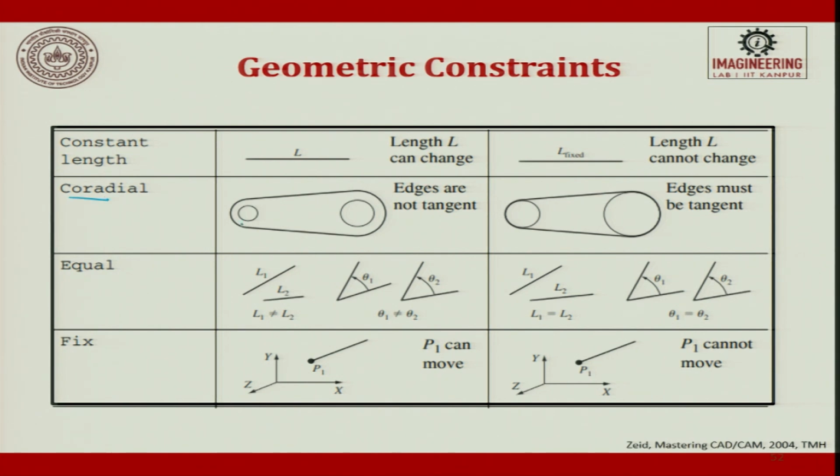Co-radial can be there. Edges are not tangent here, but edges are tangent here when you say co-radial. When you say equal, so L1 equal to L2, theta 1 equal to theta 2. So, all these things like fixed angle you can get done.